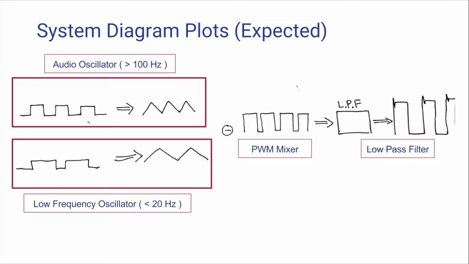And then you also have the low frequency oscillator, which is usually below 20 Hz. It also starts as a square wave. Then it gets converted into a triangle wave. Then those two things are combined together by subtracting in the PWM mixer, which is known as pulse width modulation. Then it spits out the square wave into the low pass filter. The low pass filter goes to the amplifier and then into the speaker.